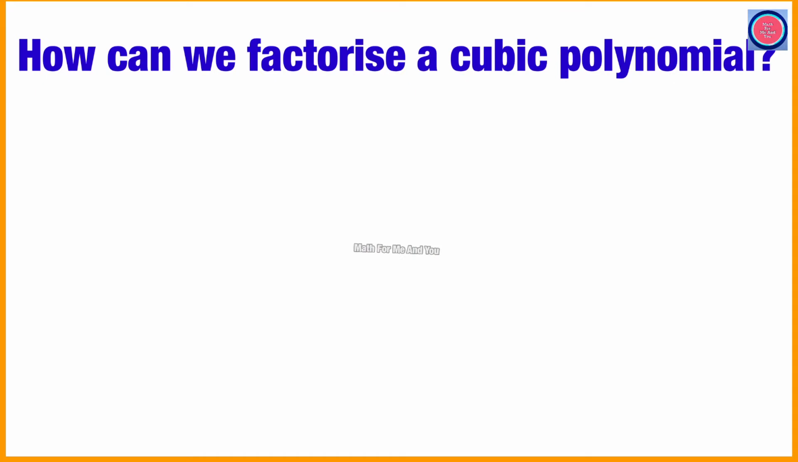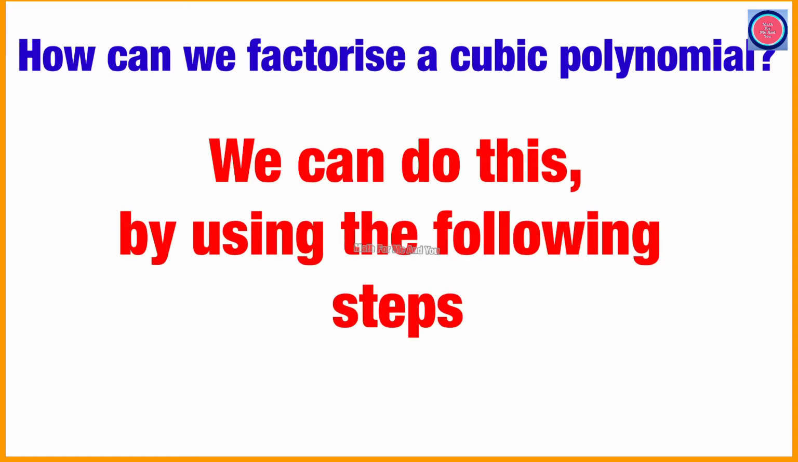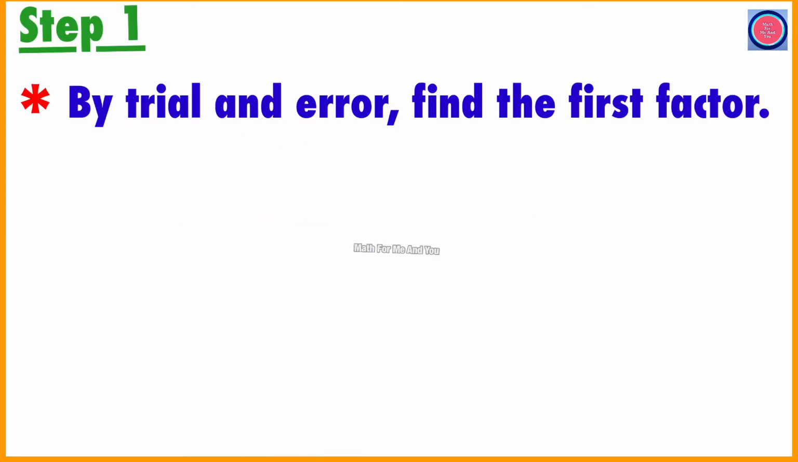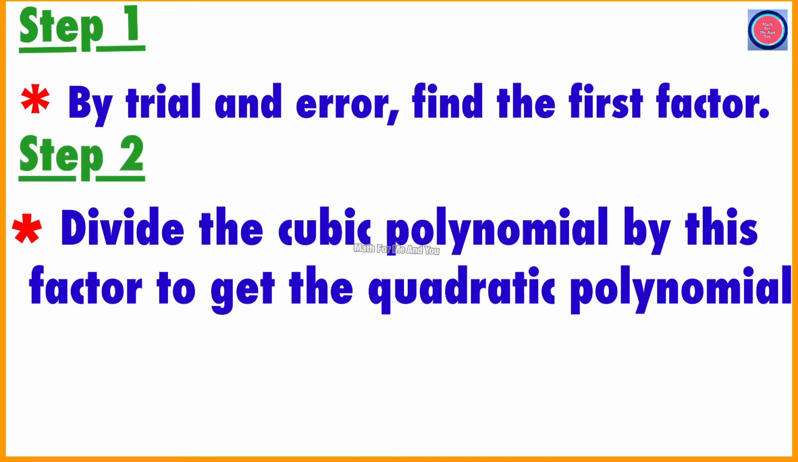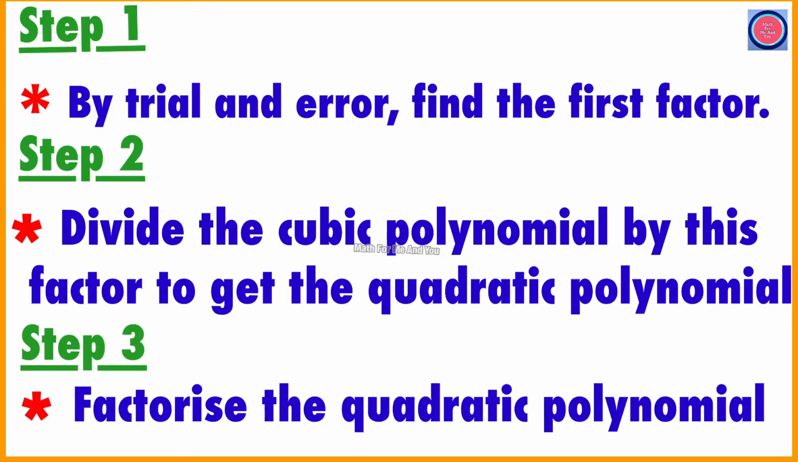How can we factorize a cubic polynomial? We can do this by using the following 3 steps. Step number 1, by trial and error find the first factor, that means the linear factor. Step number 2, divide the polynomial, that is the cubic polynomial, by this factor to get the quadratic polynomial. Step 3, factorize the quadratic polynomial.